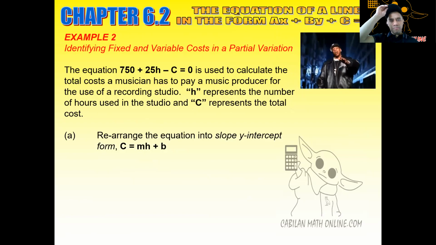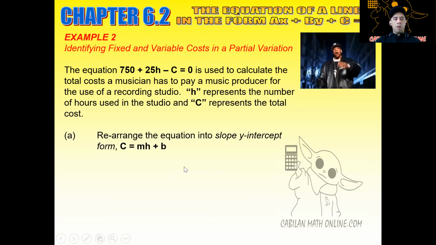So it says the equation 750 plus 25h minus c is equal to 0 is used to calculate the total cost a musician has to pay a music producer for the use of a recording studio. It tells you here the letter h represents the number of hours used, and c represents the total cost. Now it says to rearrange the equation into slope y-intercept form, and you notice that instead of y equals mx plus b, it's just rewritten using different letters, and what you have here is c is equal to mh plus b.